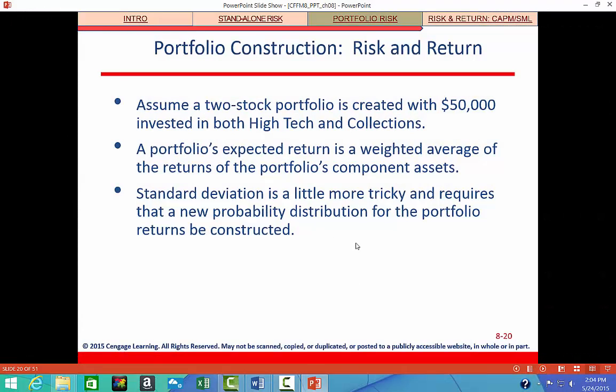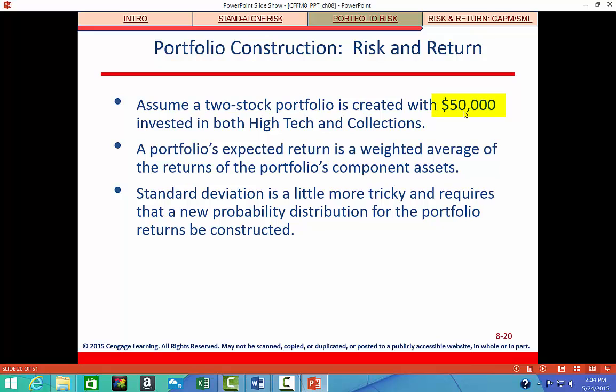So now we have switched, and it's important that you notice that we switched. We're not just talking about individual stocks like we were. Now we're talking about a portfolio of two stocks. They've chosen high tech and collections, and we've invested $50,000 in each of these companies.